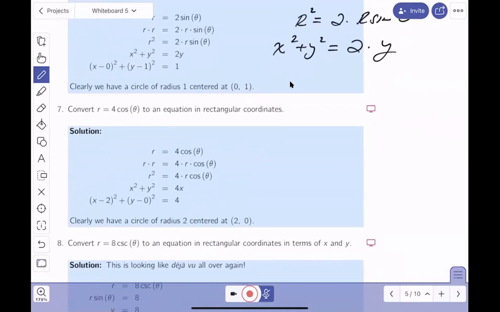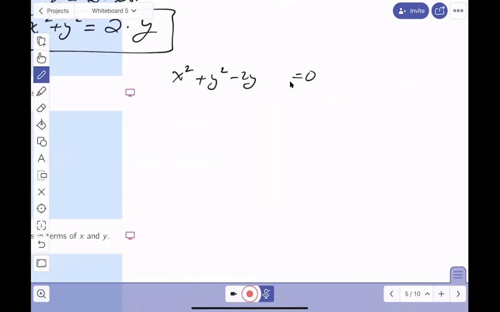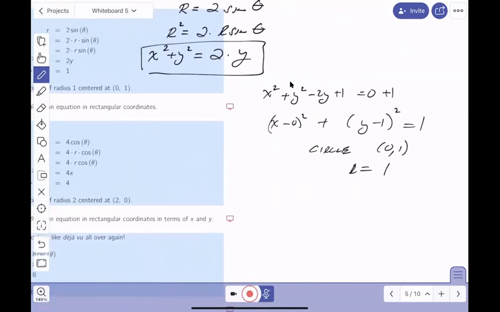So what do I get over here? It's an equation of a circle. By the way, this is a fine answer. If you want to put that down, I'm just going to rewrite it. So it's going to be x squared plus y squared minus 2y equals 0. I'm going to complete the square. Half of minus 2 is minus 1, squared is plus 1. And what do I get over here? x minus 0 squared plus y minus 1 squared equals 1. So this is a circle. Its center is going to be 0, 1, and its radius is going to be 1. This is easier for me to graph than it is the polar form, but it's the circle.